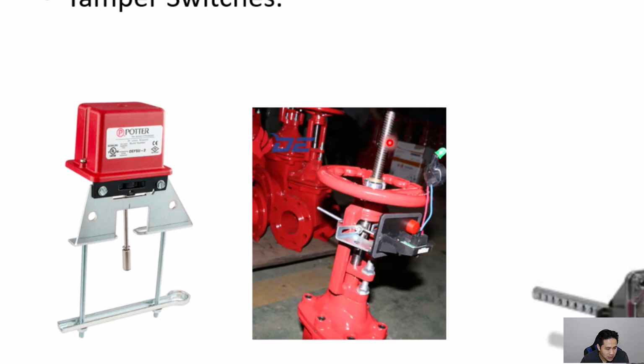So if the stem is up, it means the valve is open. And when the stem is down, it means the valve is closed. So as somebody's trying to close the valve, it would trip this tamper switch and activate the fire alarm system. It is basically to notify people that the sprinkler valve has been closed, which could be an issue in a fire condition.